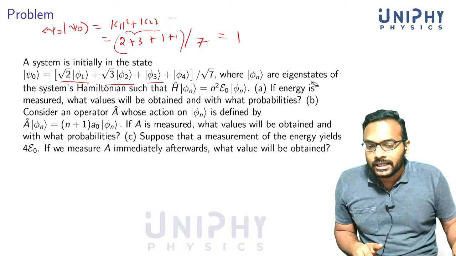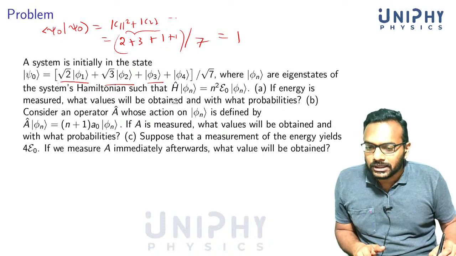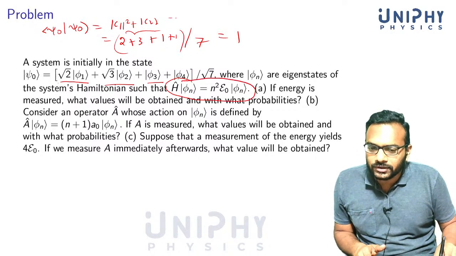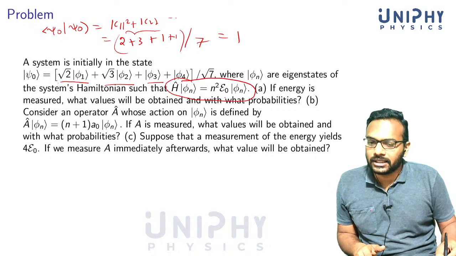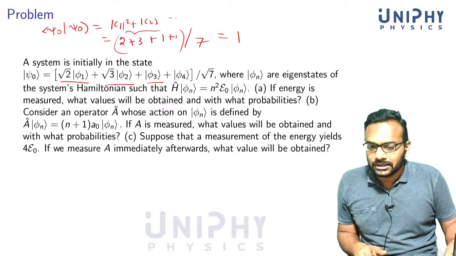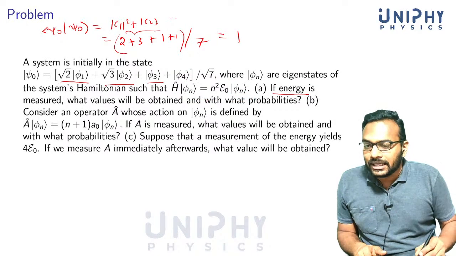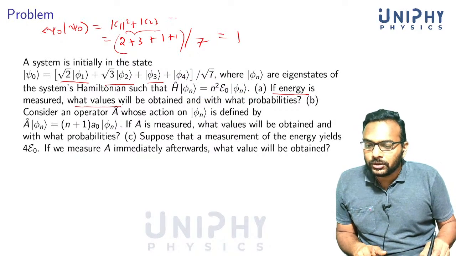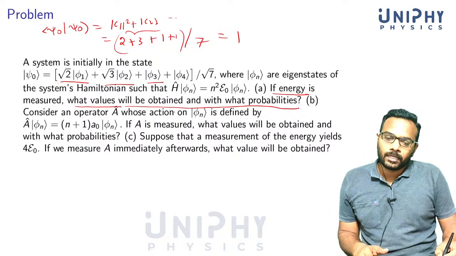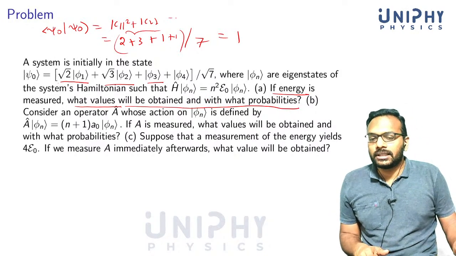Now, phi n are eigenstates of the system's Hamiltonian such that H cap phi n equals n square epsilon 0 phi n. So this is the eigenvalue equation, and these are the eigenvalues of the Hamiltonian. Now the first part of the question is: if energy is measured, what values will be obtained and with what probabilities?